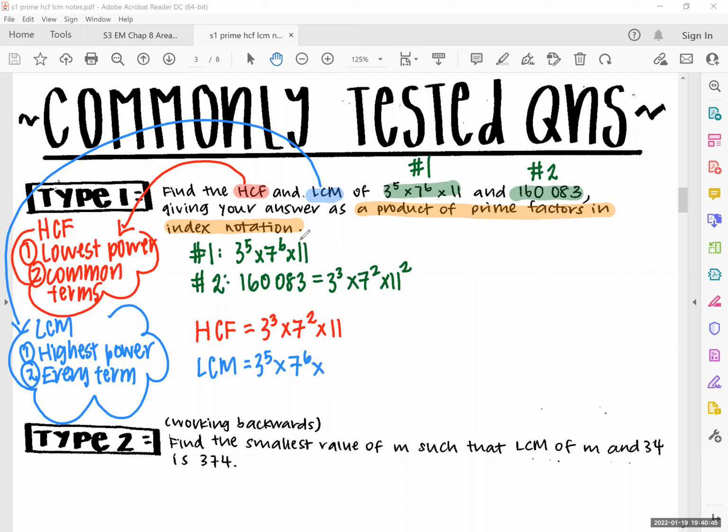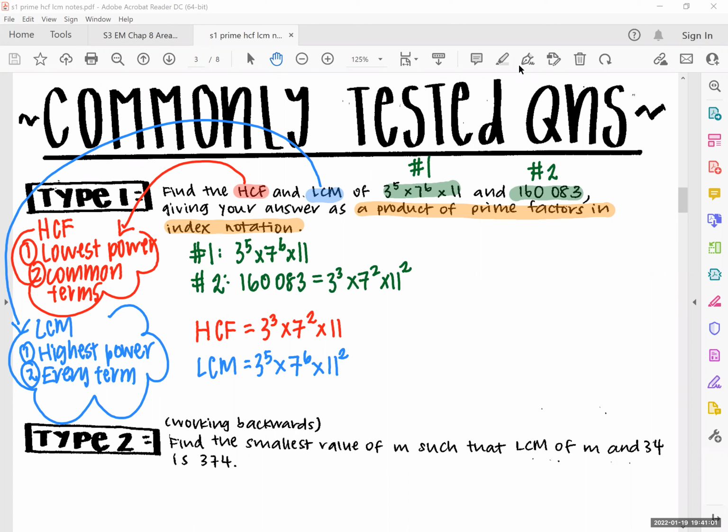And the last one is 11 and 11 squared. The highest power is? 11 squared. Yes, and that's all. So that's all for type 1. Very easy. That's why it's type 1. Okay, can I move on?